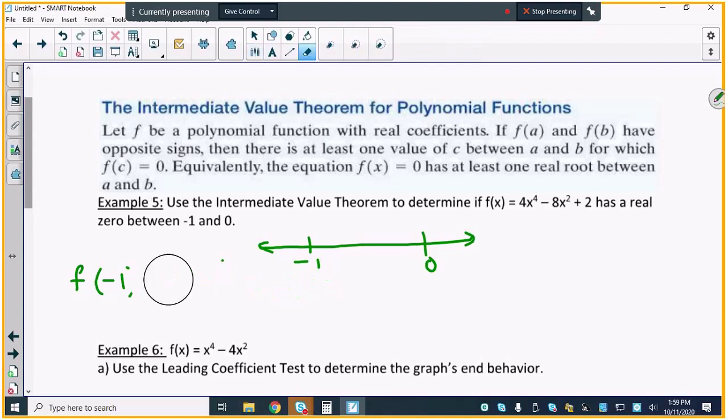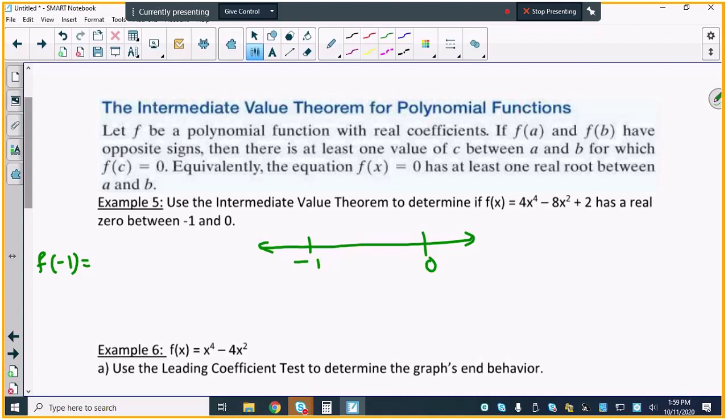So let me write it a little smaller because I want to use the number line to have a pictorial identification. So 4 times -1 to the power 4 minus 8 times -1 squared plus 2. So -1 to the power 4 is just +1. So this is 4. Similarly, the next one is -8 plus 2. 4 minus 8 is -4, plus 2 is -2. So at -1, the value of the function is -2.